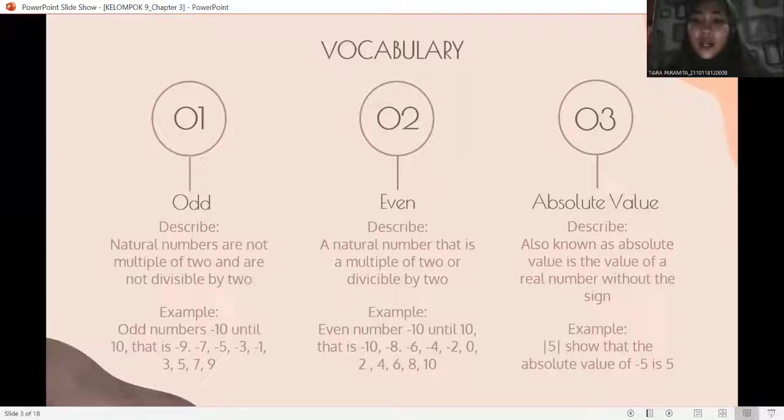Vocabulary 3. Absolute value. Describe: also known as absolute value, the value of a real number without the sign. Example, the absolute value of 5 is 5, so the absolute value of -5 is 5.